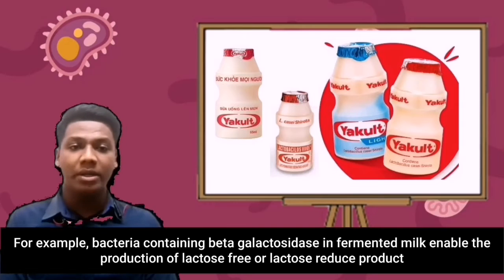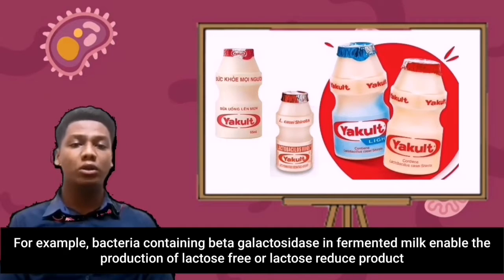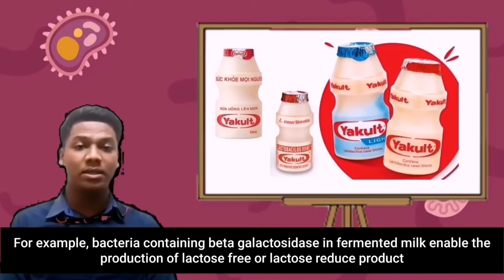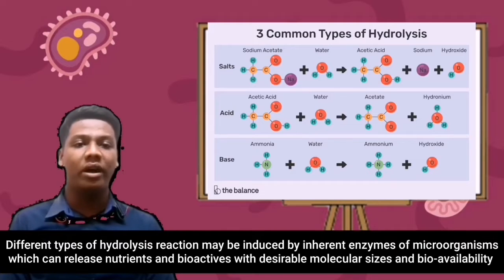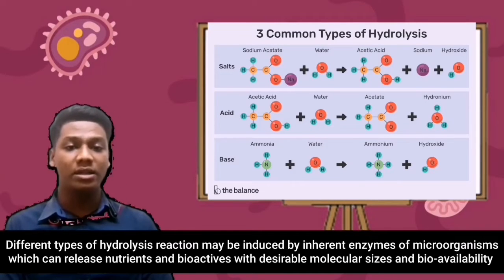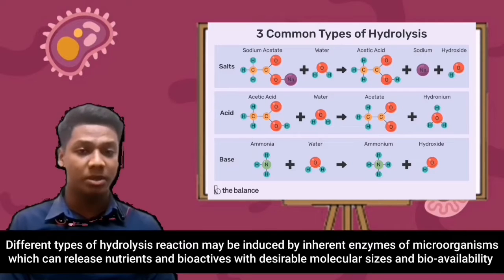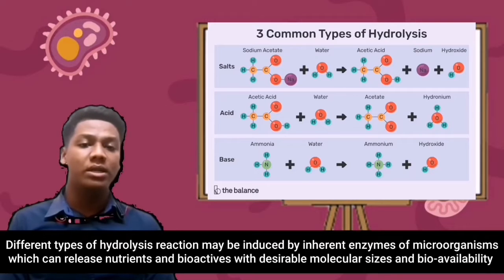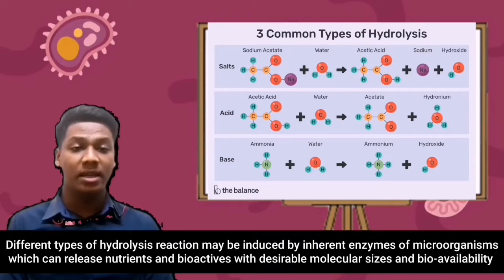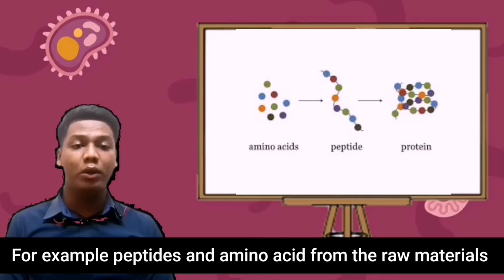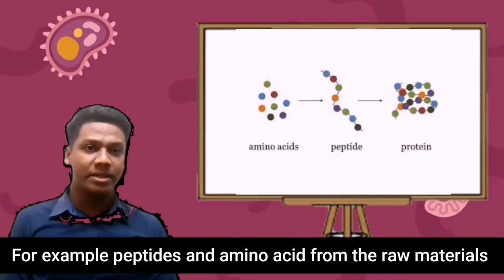For example, bacteria containing beta-galactosidase in fermented milk enable the production of lactose-free or lactose-reduced products. Different types of hydrolysis reaction may be induced by enzymes of microorganisms, which can release nutrients and bioactives with desirable molecule size and bioavailability. For example, peptides and amino acids from the raw materials.